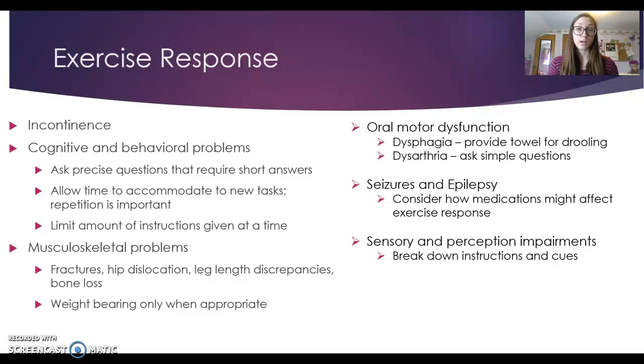Seizures and epilepsy are often accompanied with CP, so knowing how those medications for seizures and epilepsy may affect exercise, as well as being aware of what to do if an individual is seizing during exercise, are very important considerations. And lastly, sensory and perception impairments. So breaking down instructions, giving cues for each activity rather than giving them the entire program, can limit some frustration and overwhelming feelings they may have during the exercise.